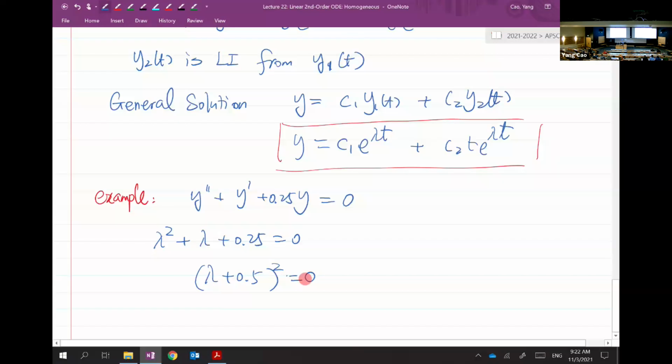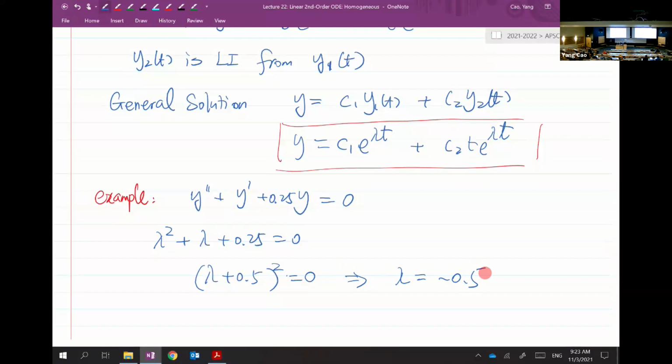the same as lambda plus 0.5 bracket to the power 2. And you can verify easily: lambda squared plus 2 times 0.5 times lambda, then plus 0.5 squared, and that's what you get, right? So obviously, your lambda solution is just negative 0.5. So that's the case number 2 we're handling here.